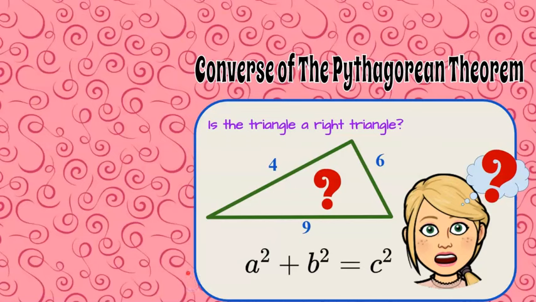And there you have it. That is how we can use the converse of the Pythagorean theorem to determine whether or not a triangle is a right triangle, and then how we took it a step further to determine if the triangle was acute or obtuse.